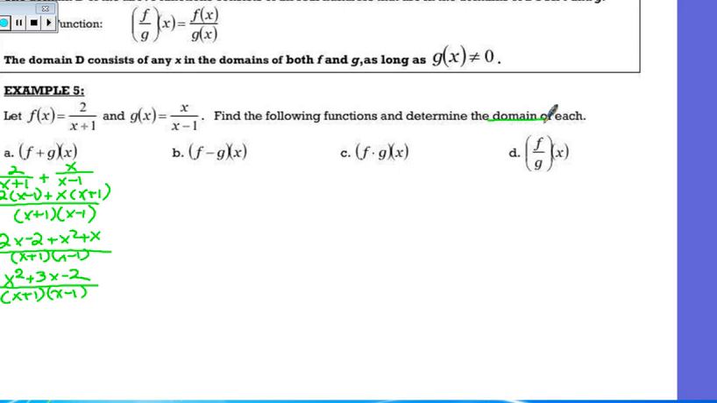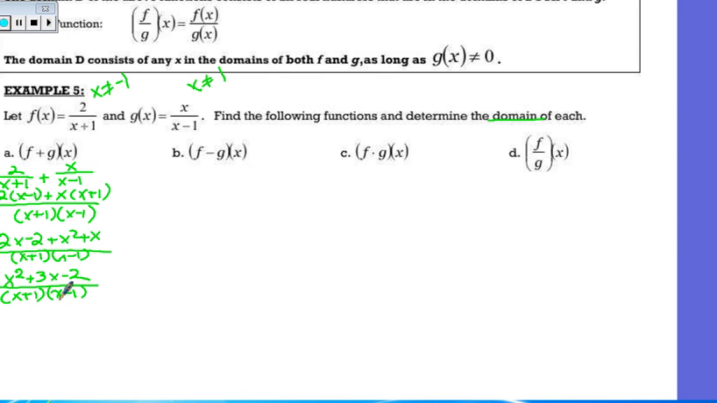So whenever we have combined things like this, we want to first look at the original functions. For f of x, x cannot be negative 1. And for g of x, x cannot be 1. So for all four of these sitting here, that's going to hold true. Then you want to look at the combined function and see if anything else is added in. And it's not. We still just have those two functions in the denominator here.